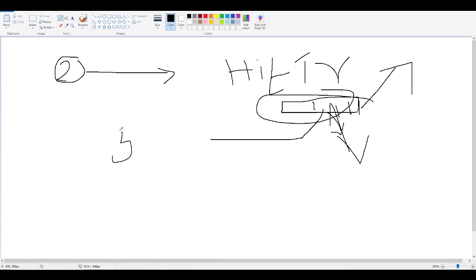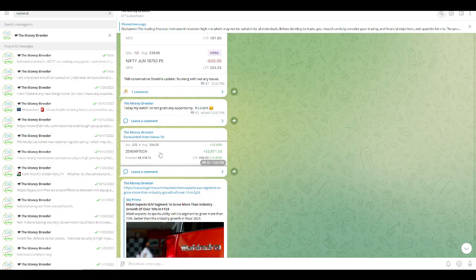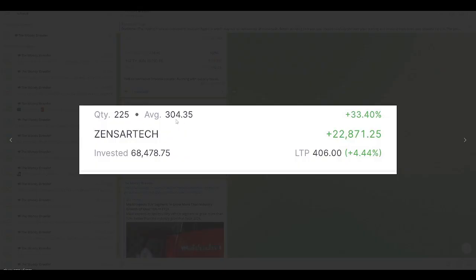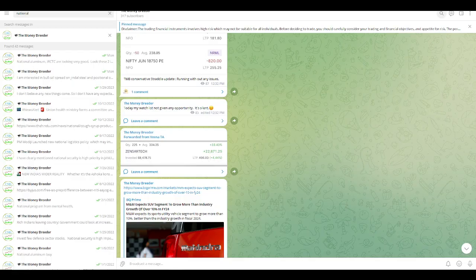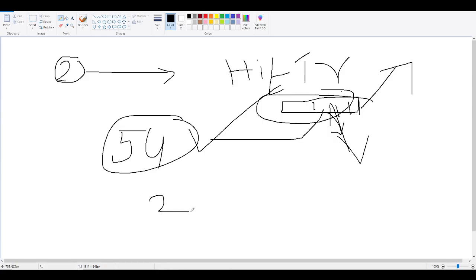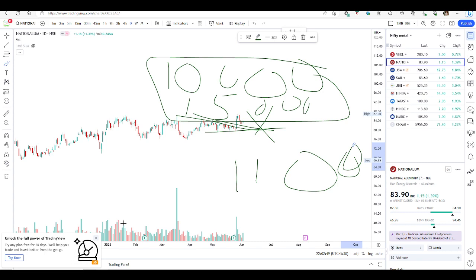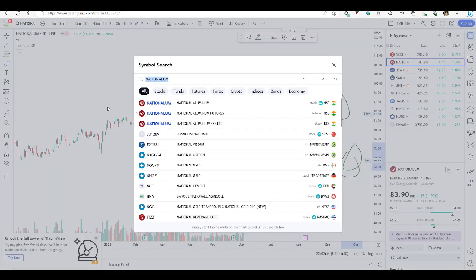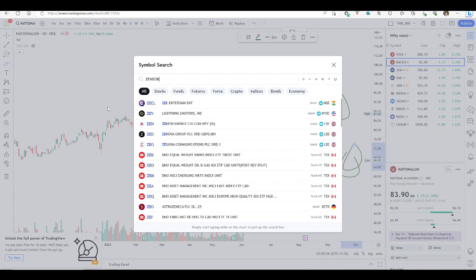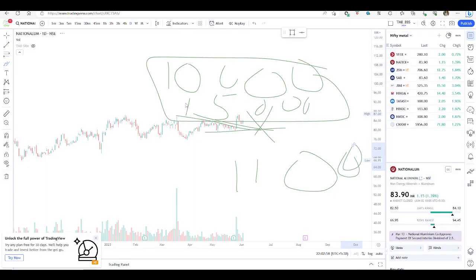What we have to do? 54 quantity, you book it. Let's take in this case, how much quantity are we having? 304. From the 304 you are booking 54, so the remaining 250 will be there. Okay, let's run with this 250 until the next high. Let's open the chart and find out. Okay, what is this? Jansar Tech, right? Jansar Tech.